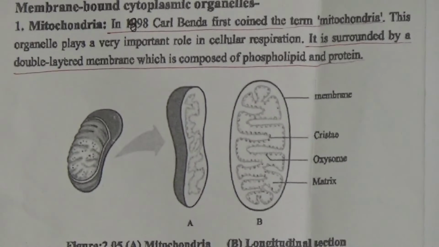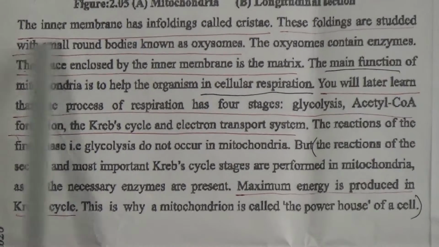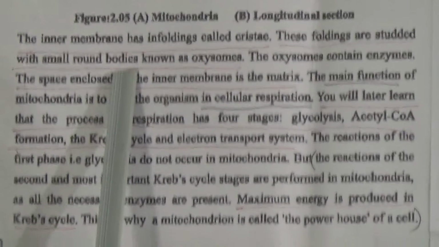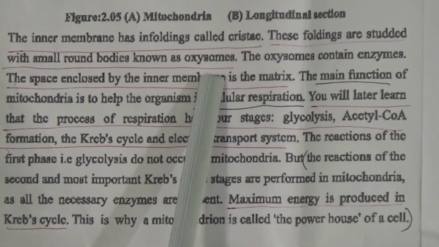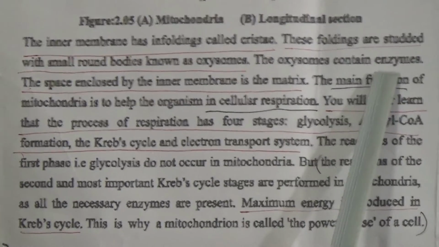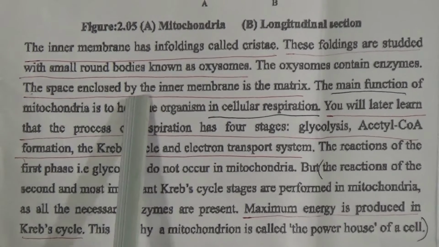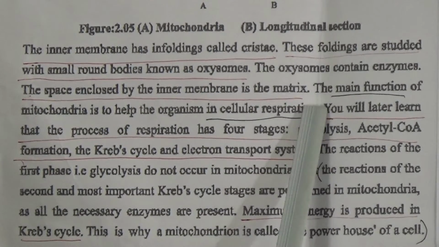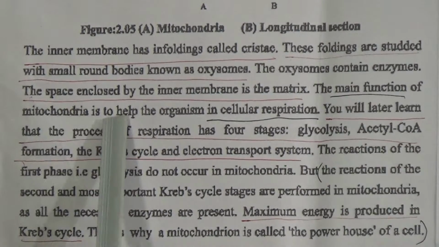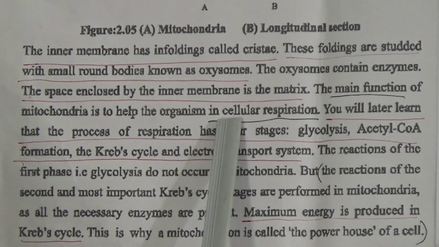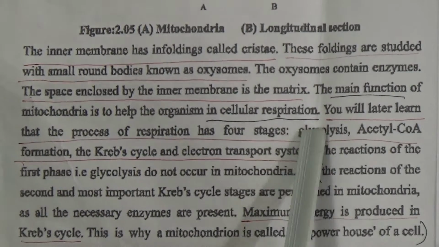The inner membrane has infolding called cristae. These foldings are studded with small round bodies known as oxysomes. The oxysomes contain enzymes. The space enclosed by the inner membrane is the matrix. The main function of the mitochondria is to help the organism in cellular respiration.